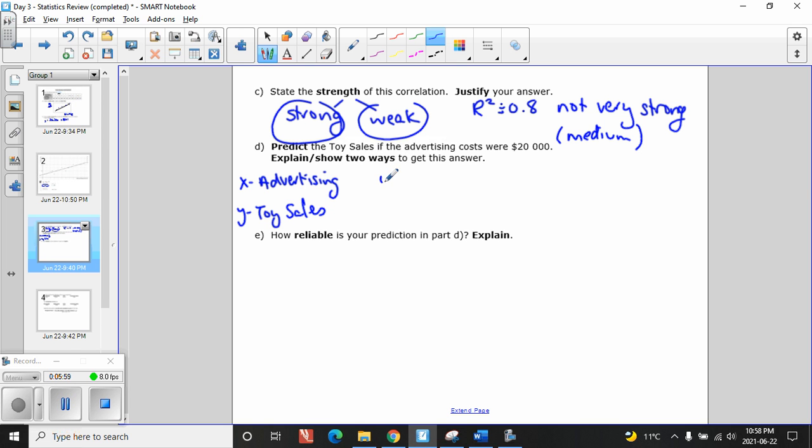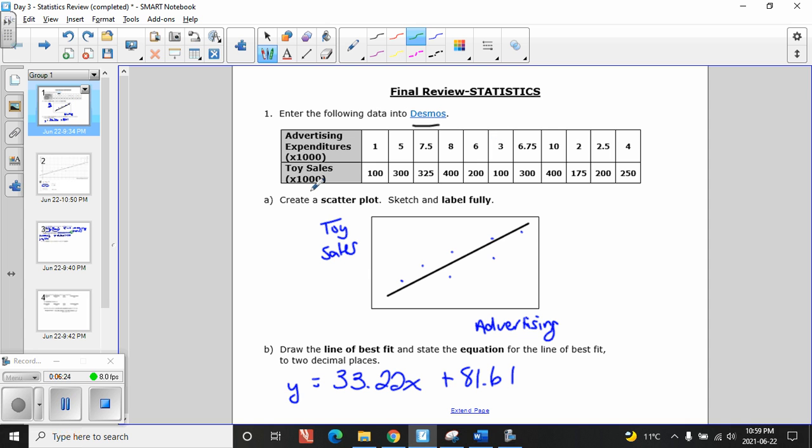And our equation was 33.22 times x plus 81.61. So we're going to use that equation and we're going to plug in advertising costs of $20,000. And I'm going to be careful here because I remember that in the table of values, it said that these numbers were given in thousands. So 1,000 in this toy sales row actually means 100,000.